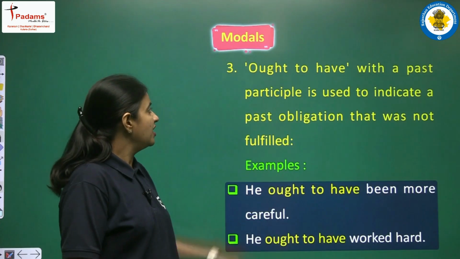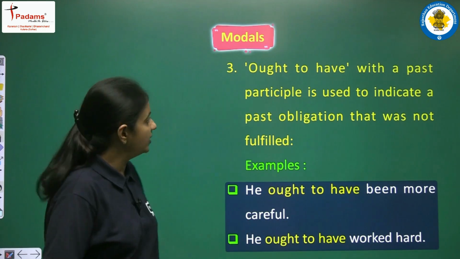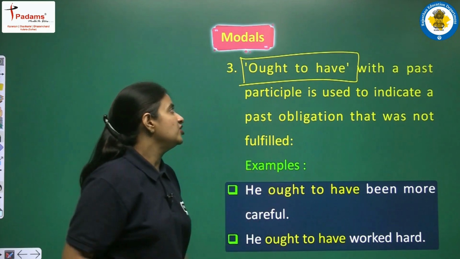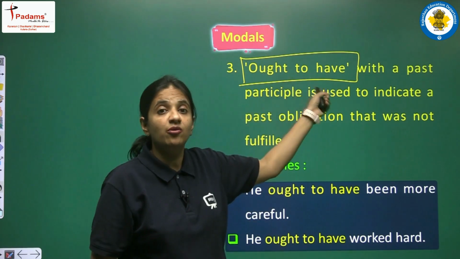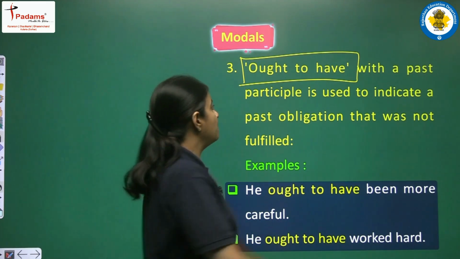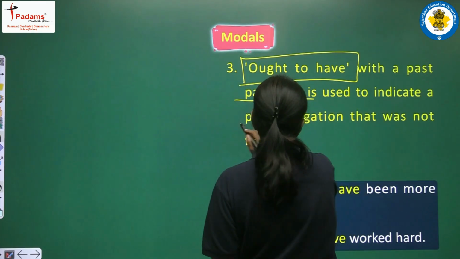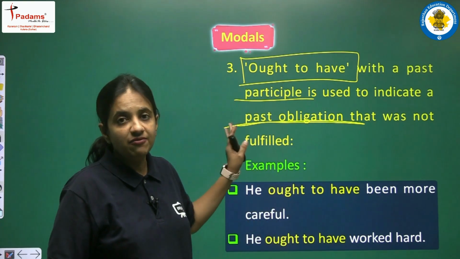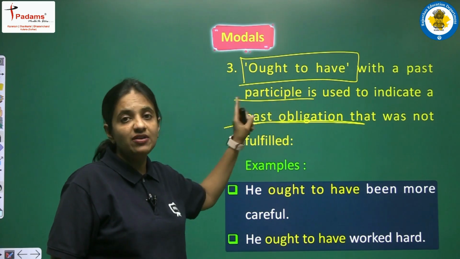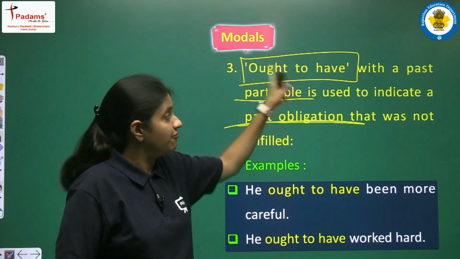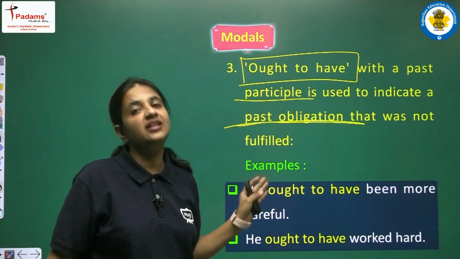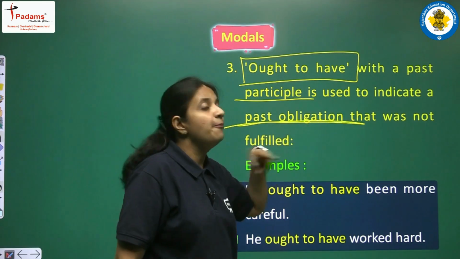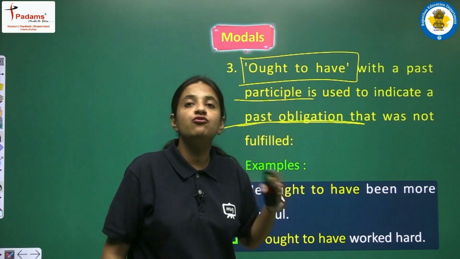Moving on, now we have another use of ought to. Let's see, ought to have. Here we have a structure in which ought to is used with have. Ought to have with a past participle is used to indicate a past obligation that was not fulfilled. So if we have ought to plus have and after that a past participle in a sentence, that means we are trying to indicate a past obligation that was not fulfilled.